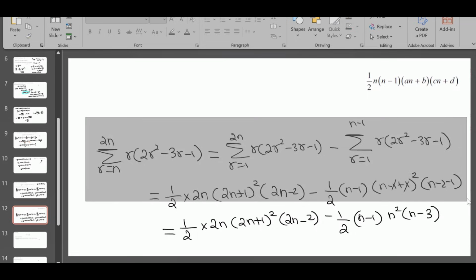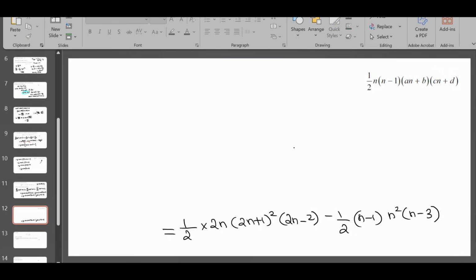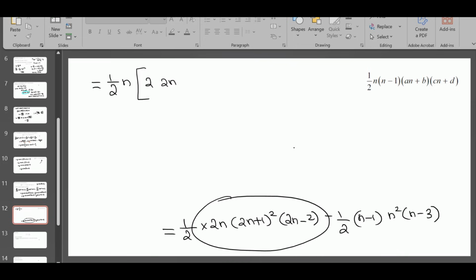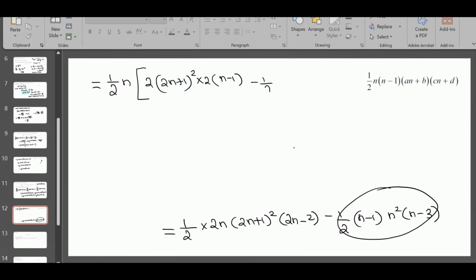So I'm going to take the last step now. Let's take out the common factor. Look for common factors. First of all, I'm going to take 1 over 2n as a common factor. So in the first term, I'll be left with 2n plus 1 whole square and 2n minus 2. I can take out 2 as a common factor and write it this way. Here I'll be left with minus 1 over 2n minus 1. There is only 1n and n minus 3.